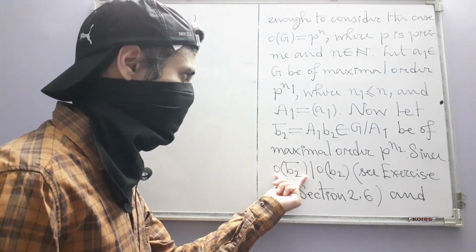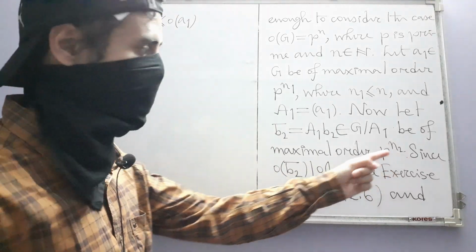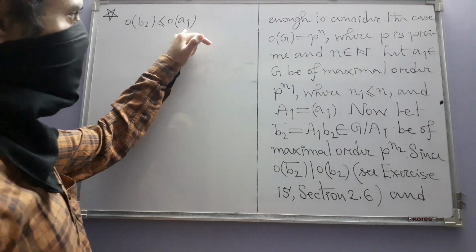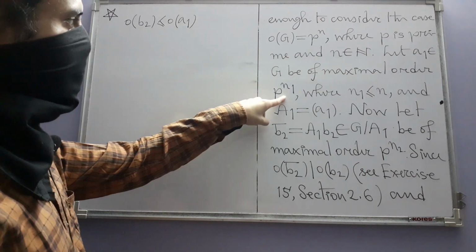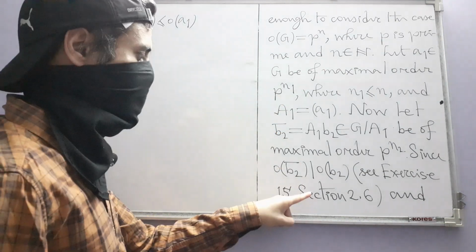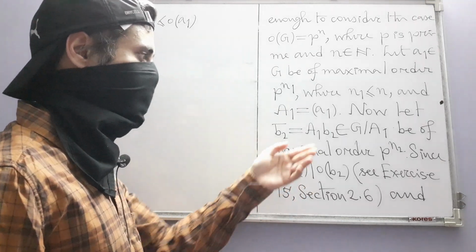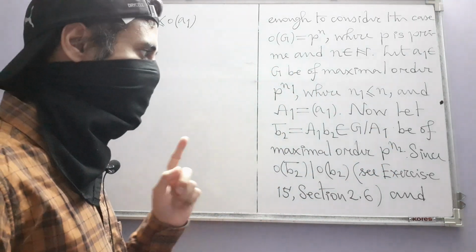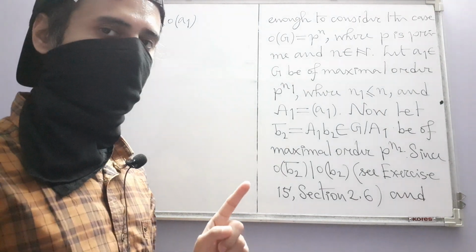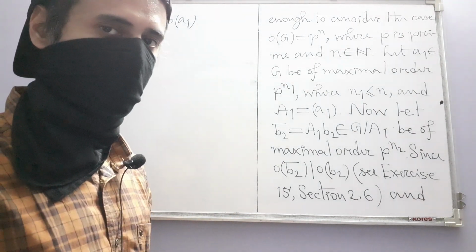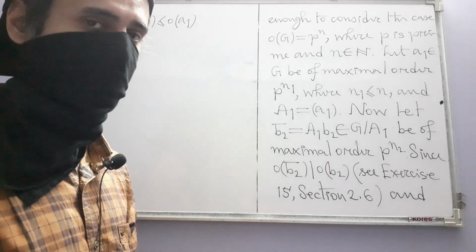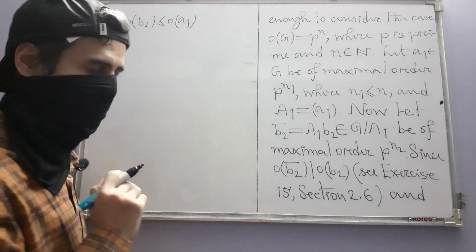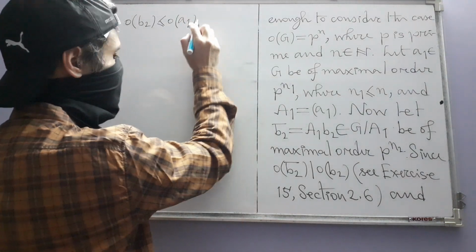What is this? P to the power n2. And this in turn is less than or equal to this. And what is this last one? P to the power n1. So ultimately we can conclude that P to the power n2 is less than or equal to P to the power n1, and that happens only when n2 is less than or equal to n1, because n1 and n2 are both non-negative integers, that's why.